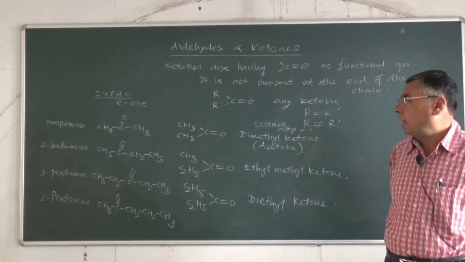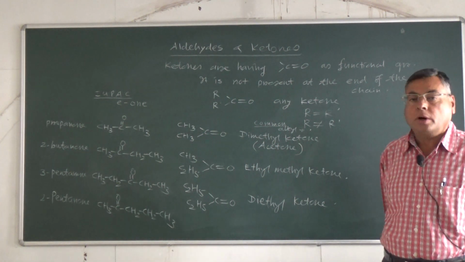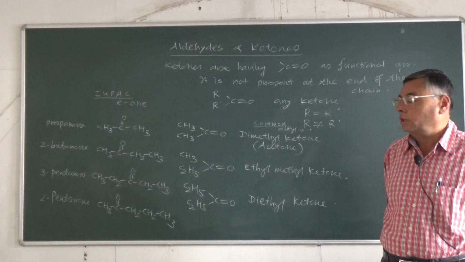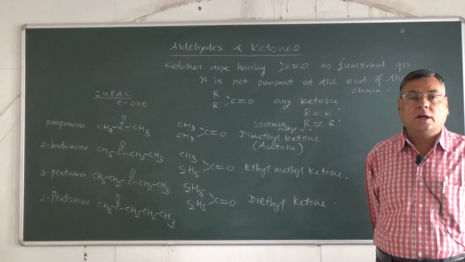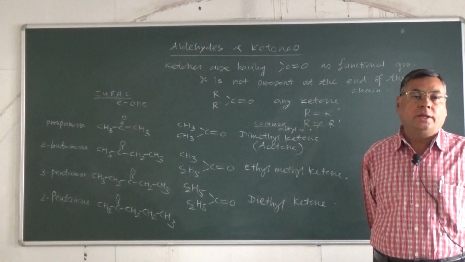So common names and IUPAC names. Common names are given from the name of the alkyl group which is present. For the IUPAC system, the usual rules are followed: select the longest chain, etc. And lastly, the -e of the alkane is replaced by -one.